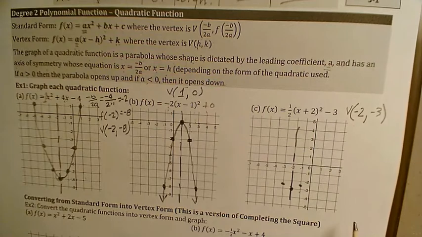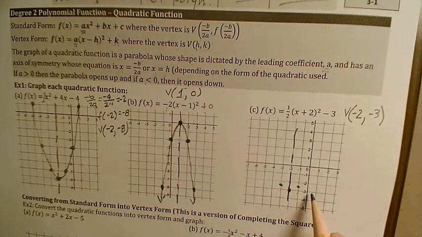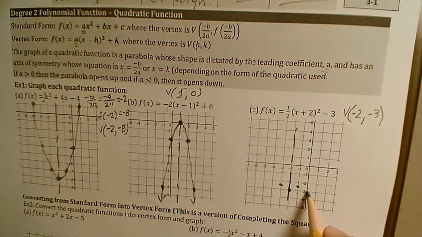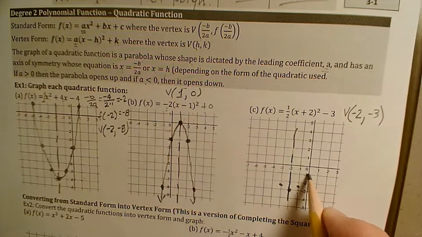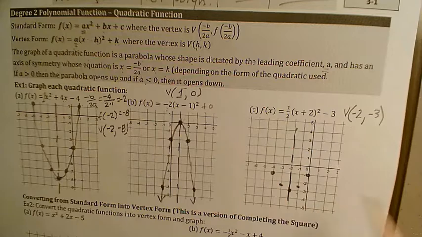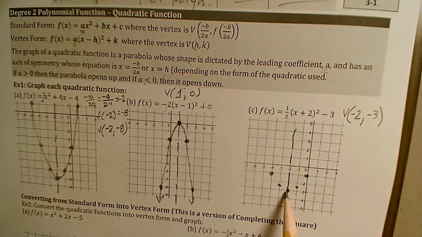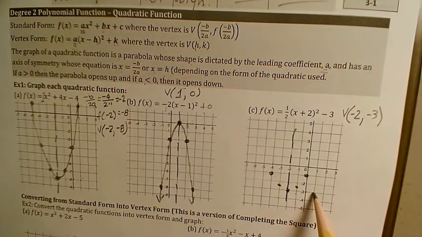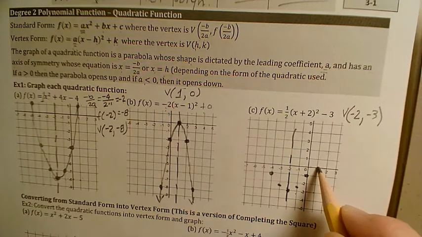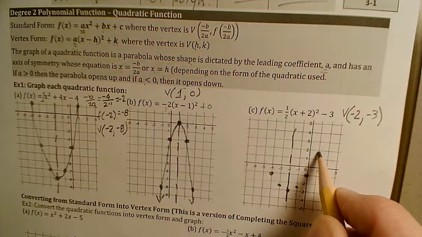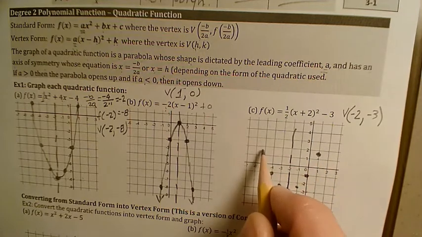Okay. If I go over 2, I normally would go up 4. I'm going to go up half as much. So I'm going up 2. So here and here. If I go over 3, I would normally go up 9. I'm going to do half as much. So 1, 2, 3, 4 and a half is here and here.